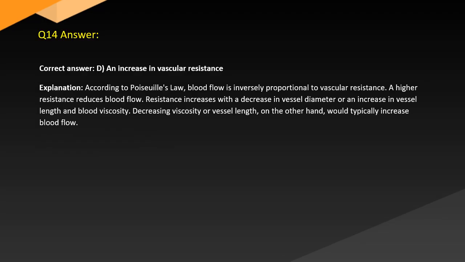Answer. Correct answer: D. An increase in vascular resistance. Explanation. According to Poiseuille's law, blood flow is inversely proportional to vascular resistance. A higher resistance reduces blood flow. Resistance increases with a decrease in vessel diameter or an increase in vessel length and blood viscosity. Decreasing viscosity or vessel length, on the other hand, would typically increase blood flow.